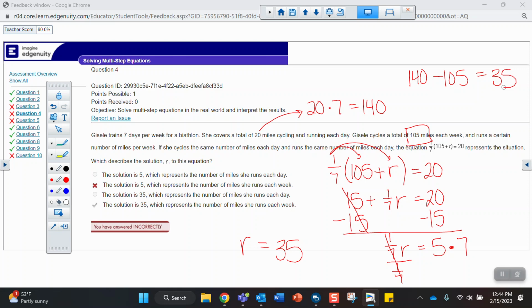But R is the number of miles that she's running each week. She's running 5 miles per day, but she's running 35 miles per week. And the reason why you know that it's per week here and not per day is that the 105 was per week. So we wouldn't add the number of miles we bike in a week to the number of miles we run in a day. We would also be adding the number of miles we run in a week.